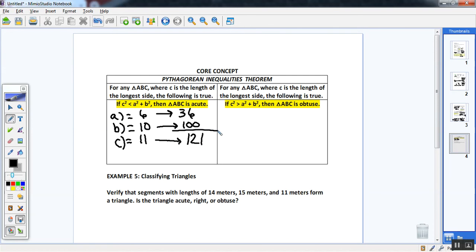Guys, when I take the 36 and the 100 and add them up, so I'm going to say 121. Is 121 greater than the 136 or less than the 136? If C is less than the two sides added together, in other words, 121 less than 136, or was C squared less than A squared plus B squared here? My hypotenuse squared is shorter than the sum of the squares of the legs, right? What kind of triangle is it?